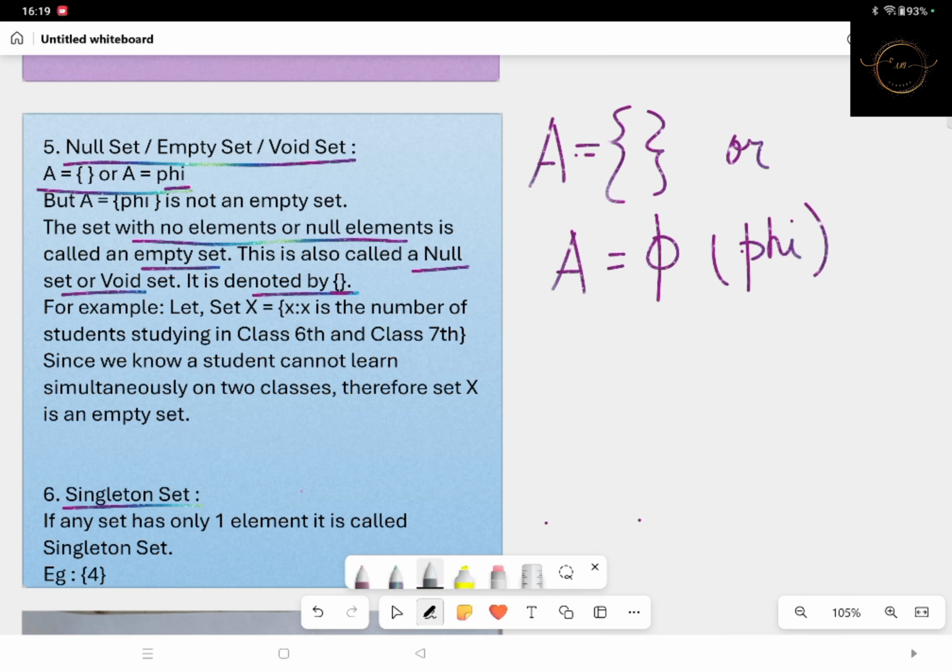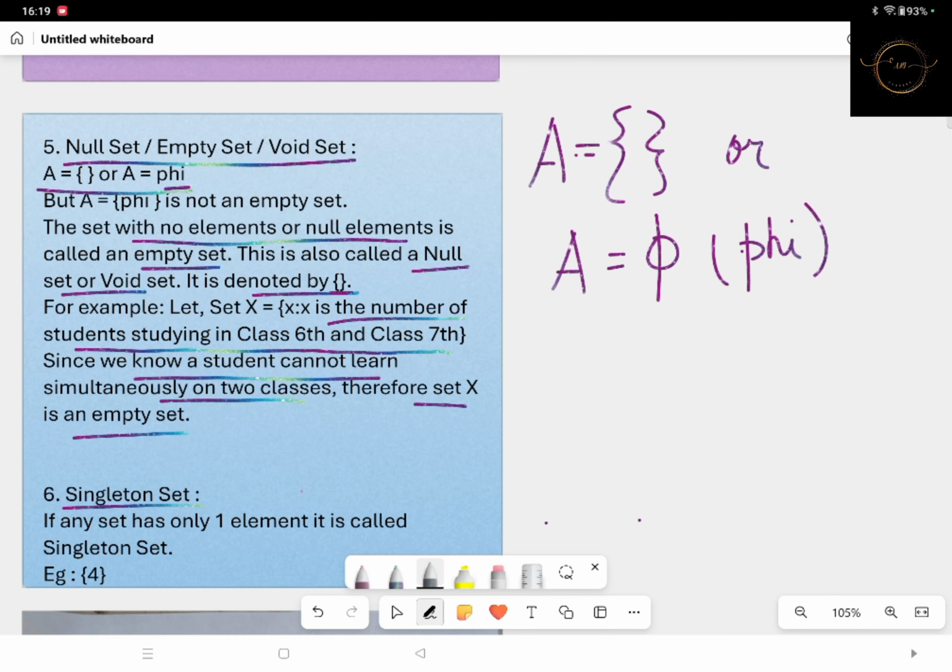For example, now one example I have given, X such that, it's written in the mathematical form or the set builder form. X is a number of students studying in class 6 and class 7. Now tell me one thing, can a student at the same time study in two classes? It's not possible. So therefore this is an empty set because no such students are present who will be studying at a time in two different classes. Since a student cannot learn simultaneously in two classes, it is an empty set. So it's an example. Next we will learn about singleton set.